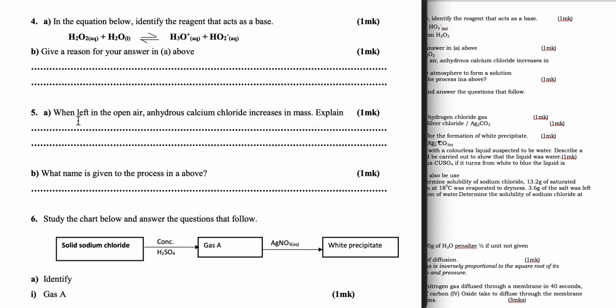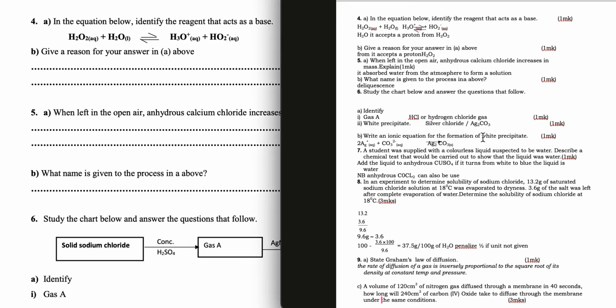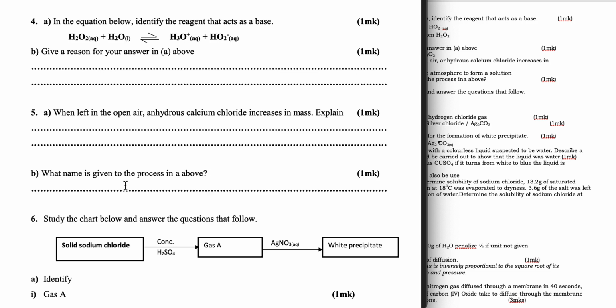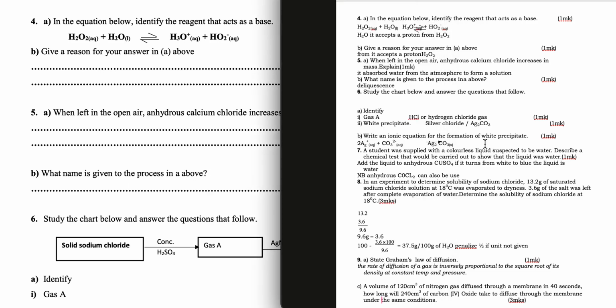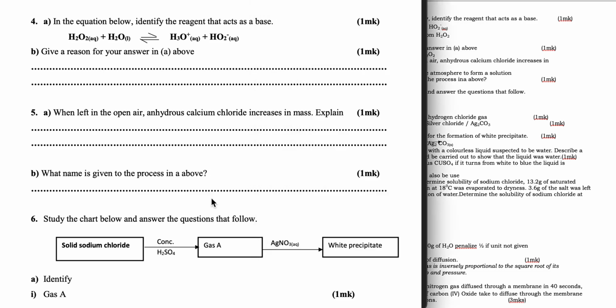Question 5. When left in the open air, anhydrous calcium chloride increases in mass. Explain. It absorbed water from the atmosphere to form a solution. 5b. What name is given to the process in A above? Deliquescence.